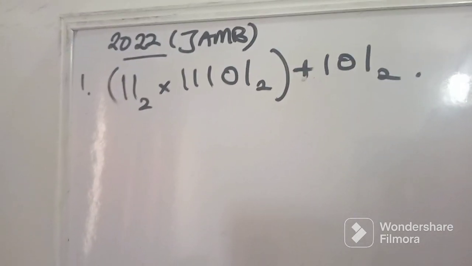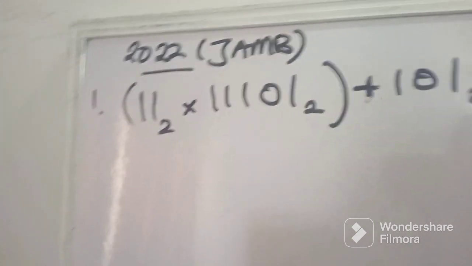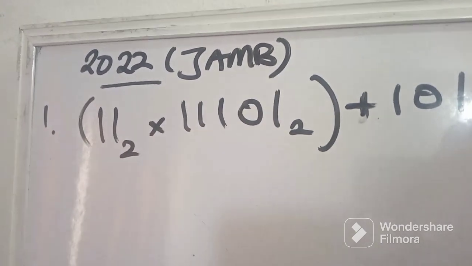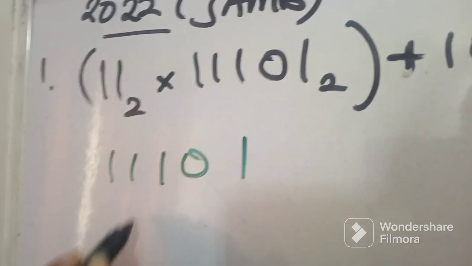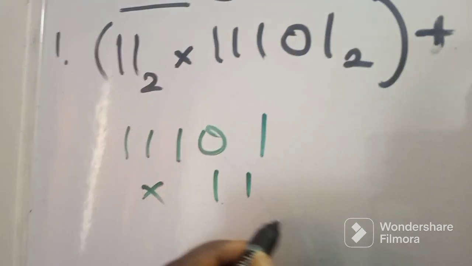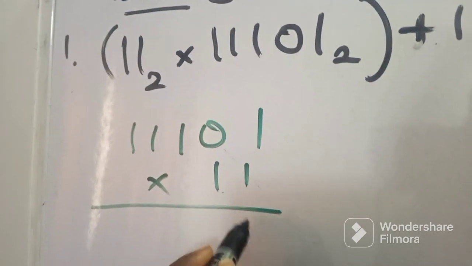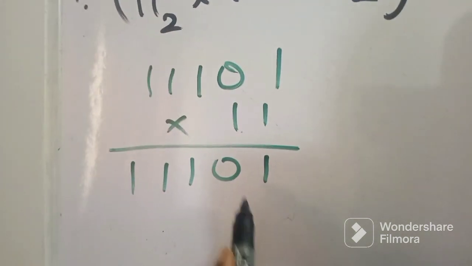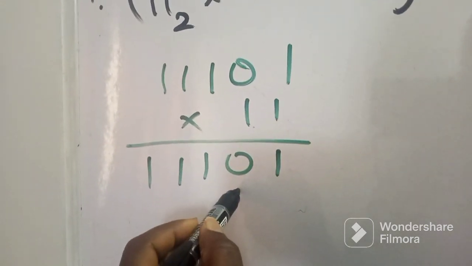So this is 2002 JAMB question 1. To solve it, we multiply this one and this, and that will give me 11101 times 11. If you use this one to multiply everything up, you have 10111. And if you use the second one to multiply everything up, you have it under here.